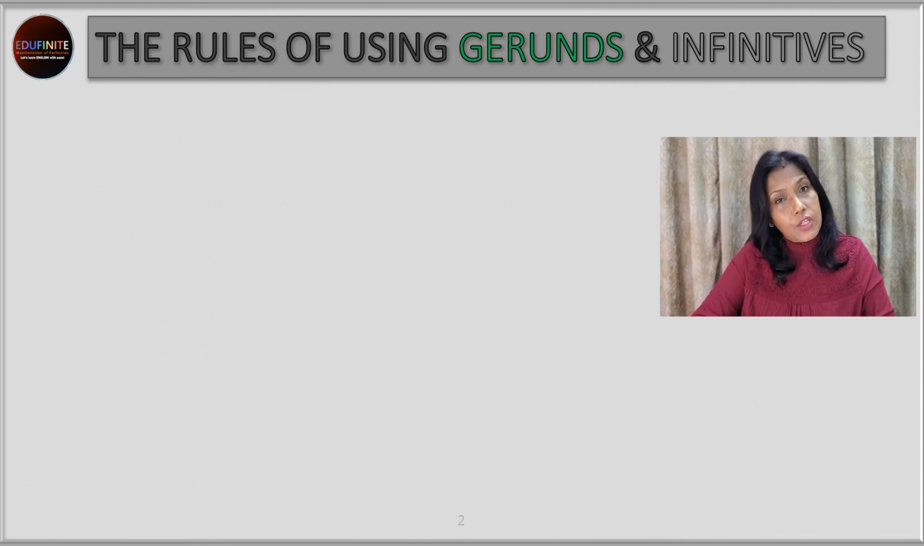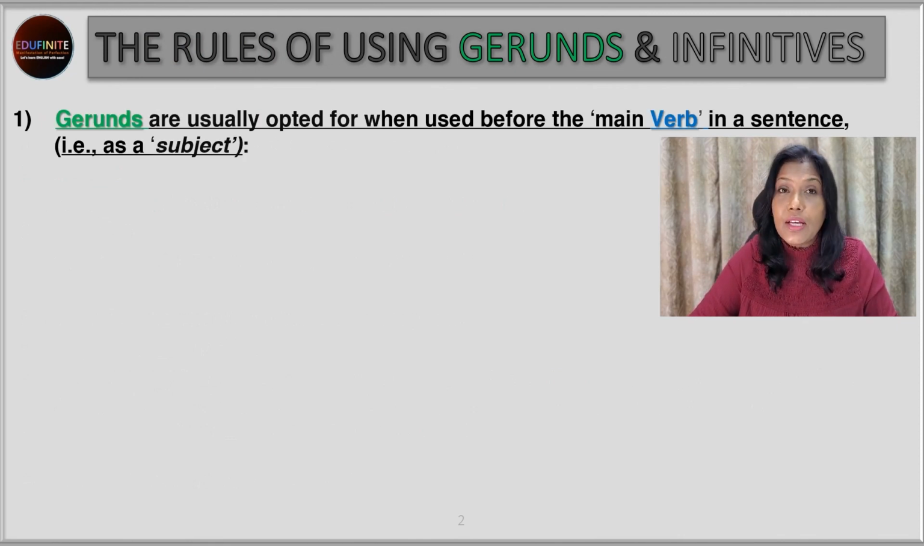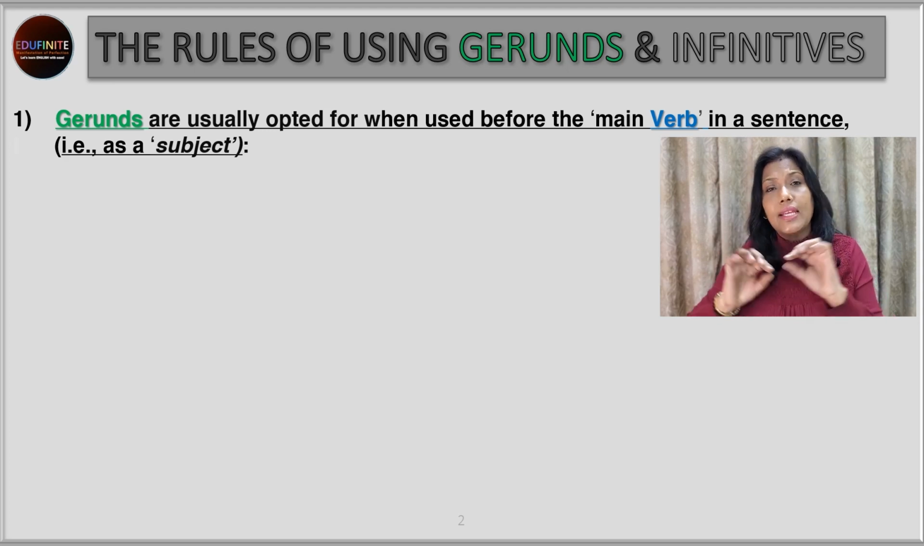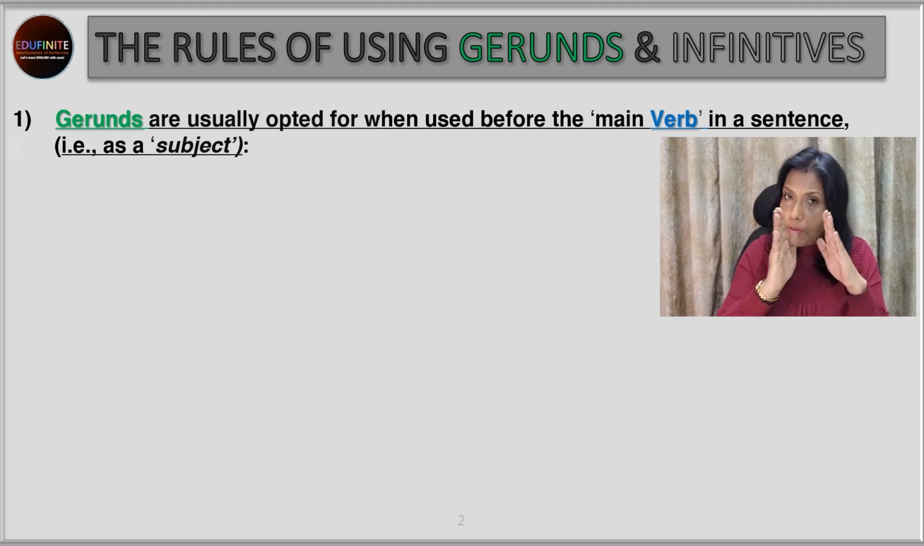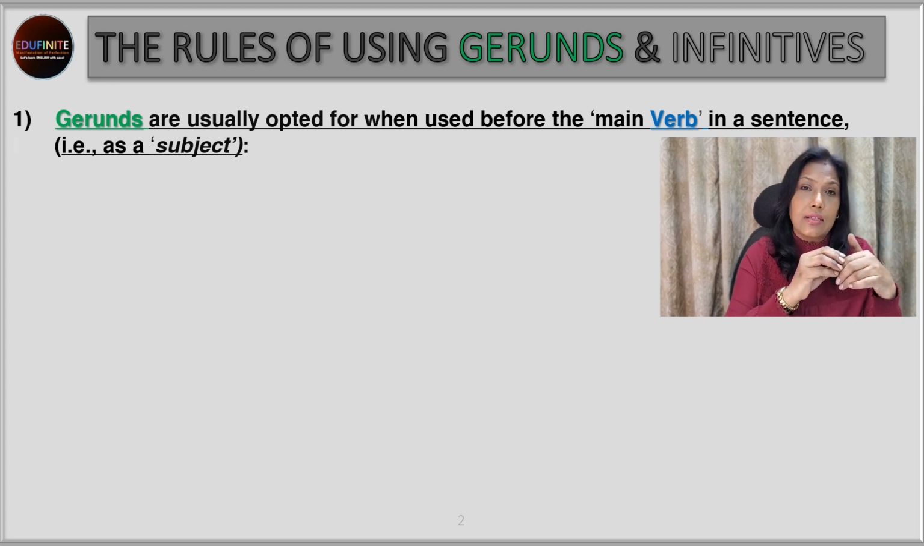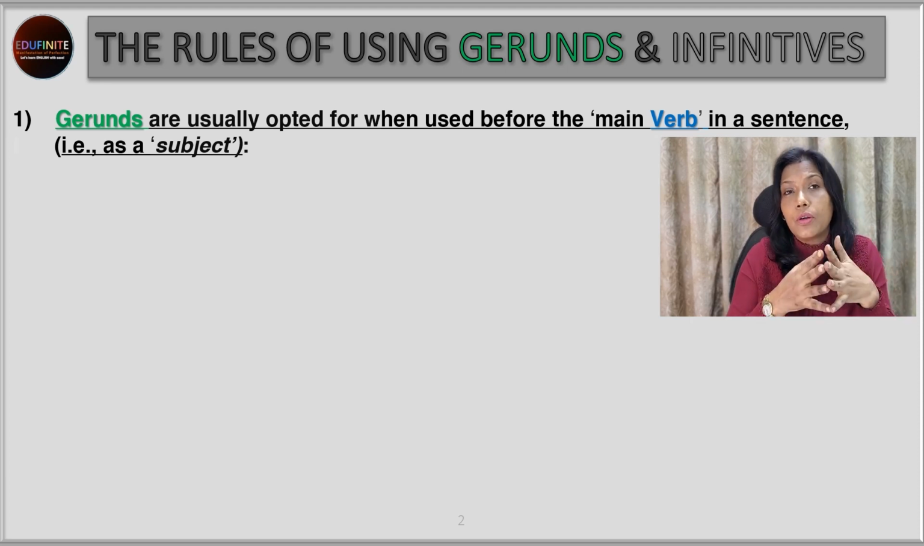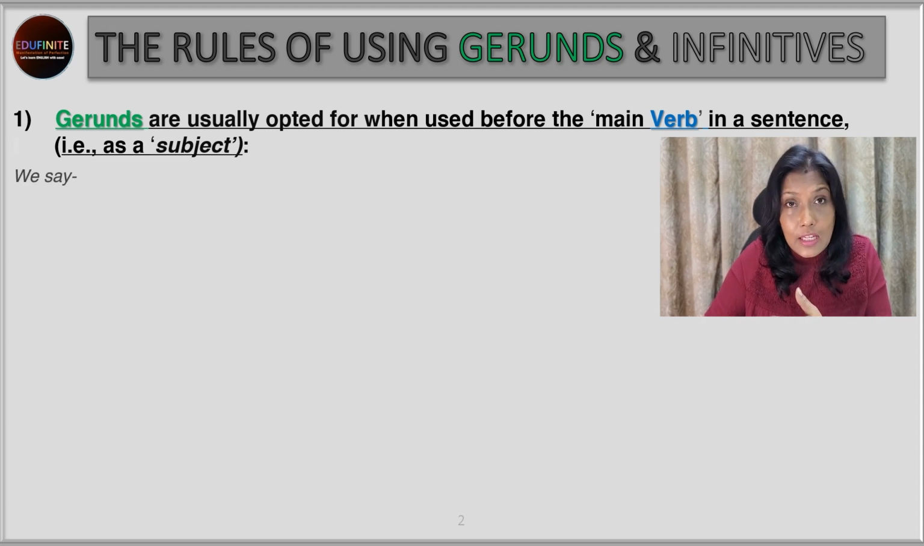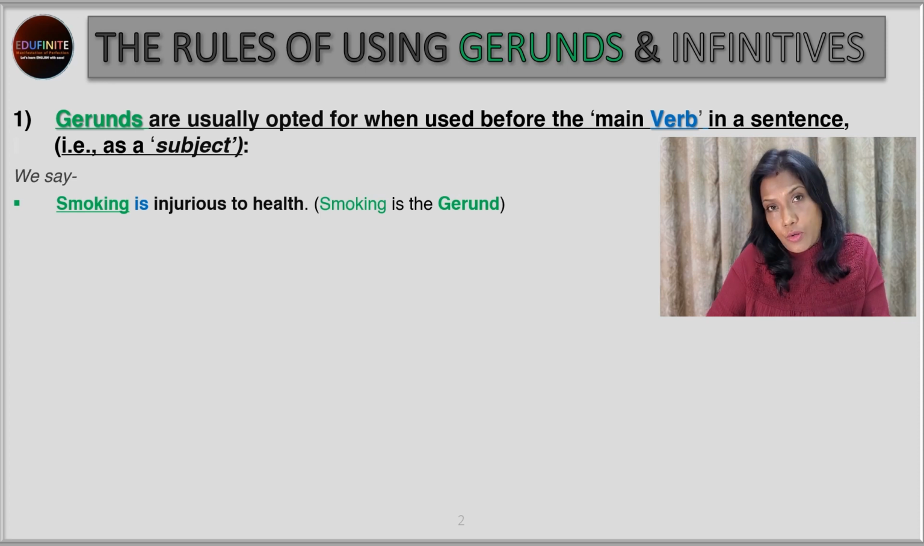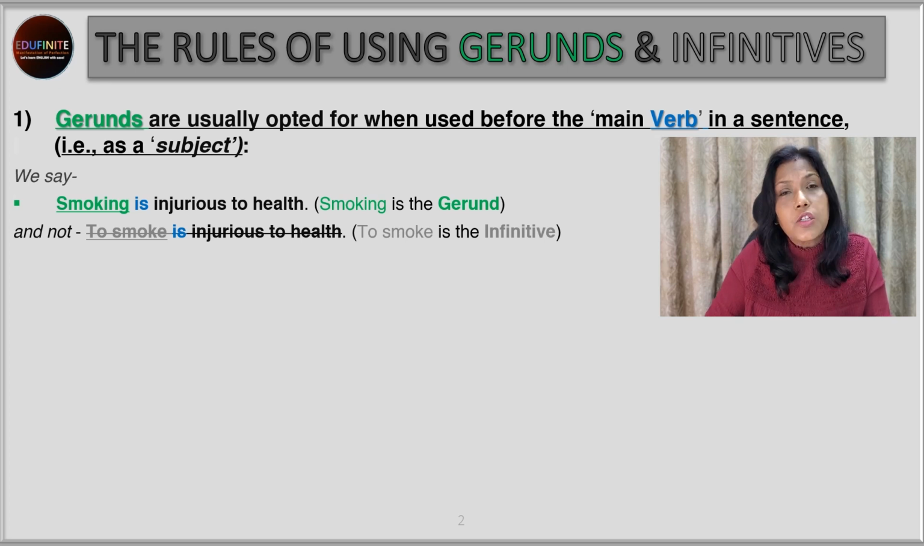So the rules of using gerunds and infinitives. The first one is, gerunds are usually opted for when used before the main verb in a sentence, that is as a subject. So in a sentence, the main verb, if we place something before that, that means it has to be the subject of that particular verb, then we usually opt for gerunds and not infinitives. For example, we usually say smoking is injurious to health, where smoking is the gerund. We hardly say to smoke is injurious to health, where to smoke is the infinitive.